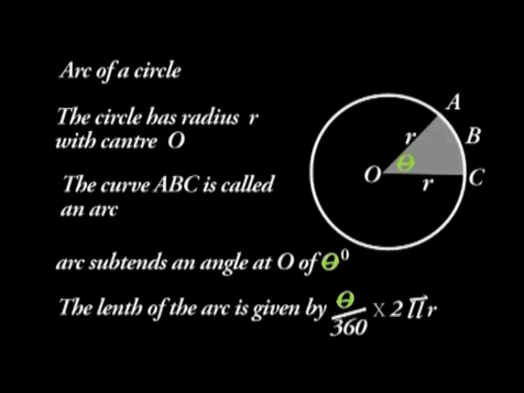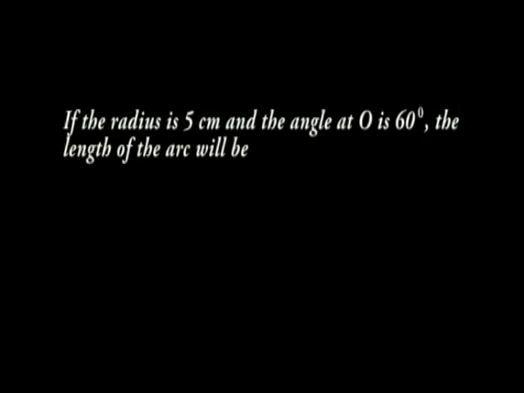Example, if the radius of a circle is 5 centimeters and the angle at O is 60 degrees, the length of the arc will be 60/360 times 2 times 3.142 times 5, which gives us 5.24 centimeters.